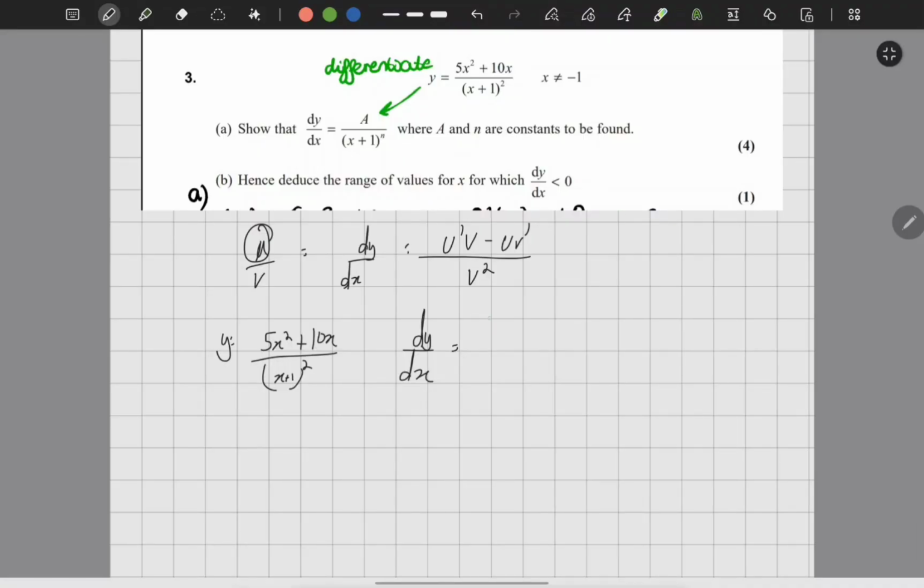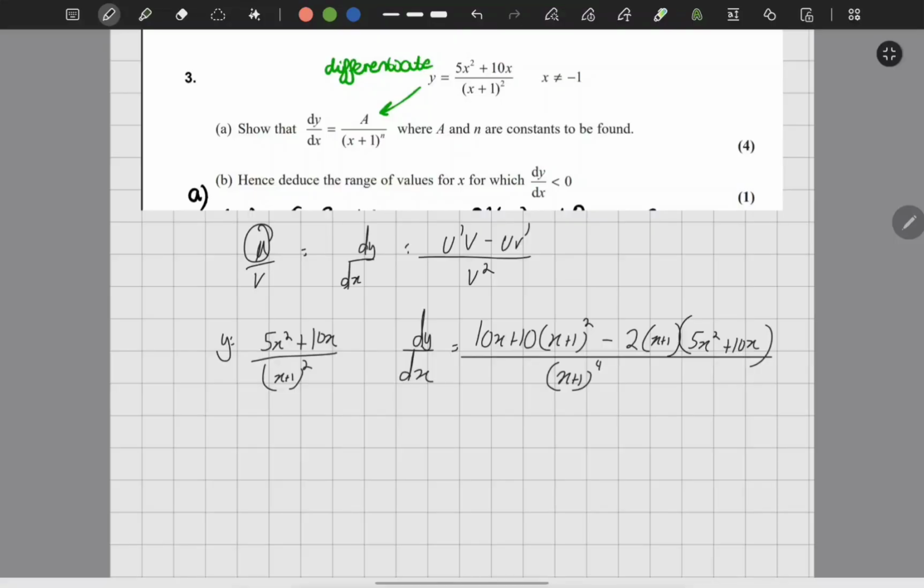So differentiate the top, you'd get 10x plus 10 times the bottom, which is x plus 1 squared. Take away, differentiate the bottom, which is 2 lots of x plus 1. Decrease the power by 1, it will become 1, multiplied by 5x squared plus 10x. And then all of that divided by the bottom squared, which would turn into x plus 1 to the 4.